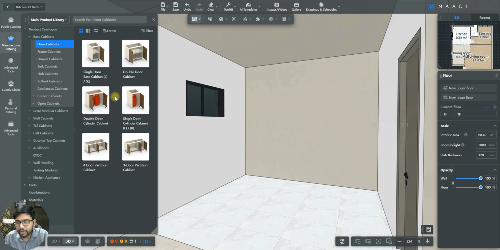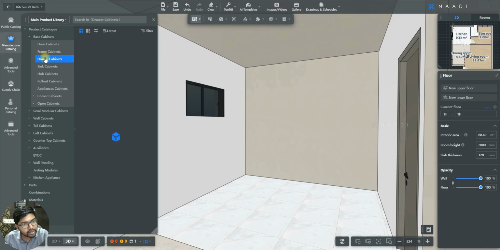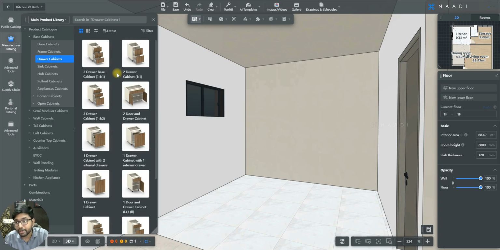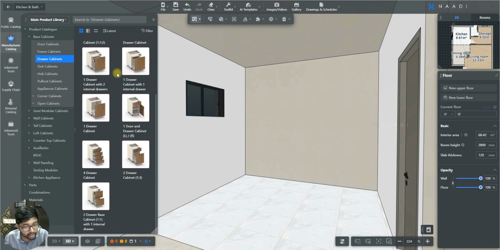So always remember, if you want to understand the nature of a cabinet, thumbnail and the name plays a very crucial role. So this is what your door base cabinets are. If you are looking for a drawer base cabinet, click it and this will show you different drawer cabinets here. Okay. And here when it comes to drawer cabinet, the name and the thumbnail plays a very crucial role, because just by looking at these two, you will be able to understand what type of drawer it is.